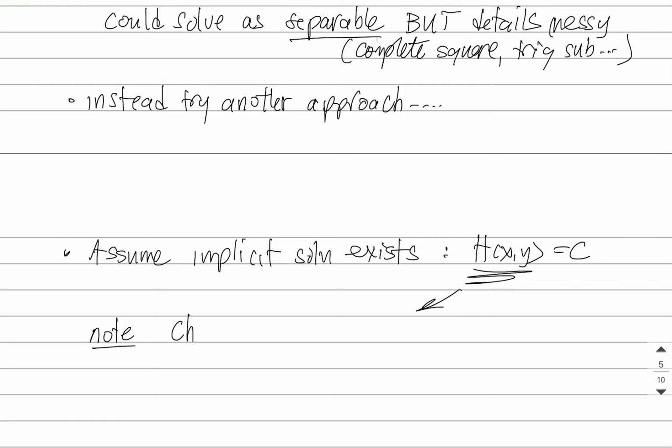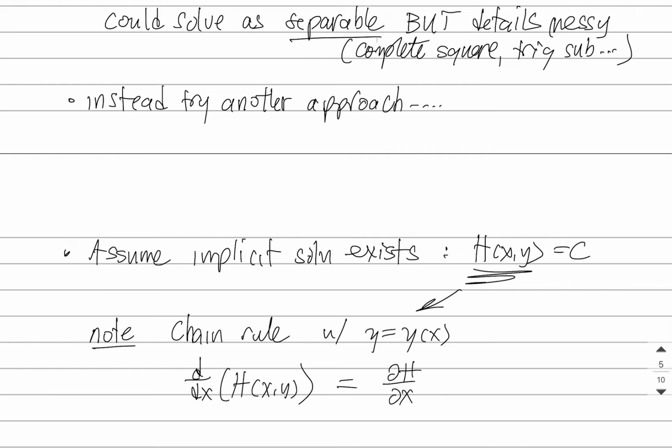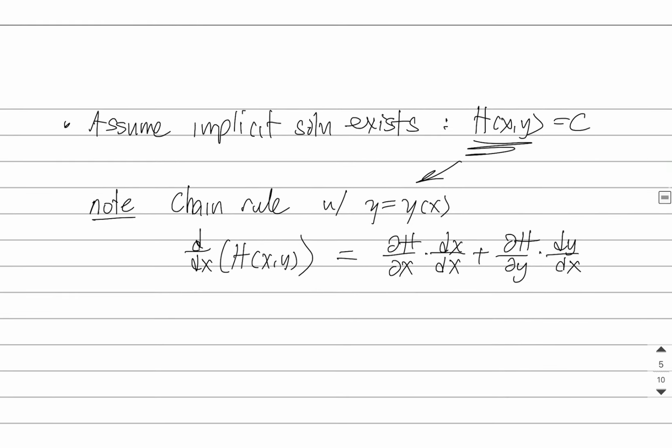The chain rule for a function of two variables like this, and remember that y is really a function of x here, if we were interested in taking the derivative of this expression h of x and y, we'd have to use a partial derivative with respect to x, times dx/dx, plus partial derivative with respect to y, times dy/dx. Now, this is equal to 0, and that means we've got the following: dh/dy and dy/dx.